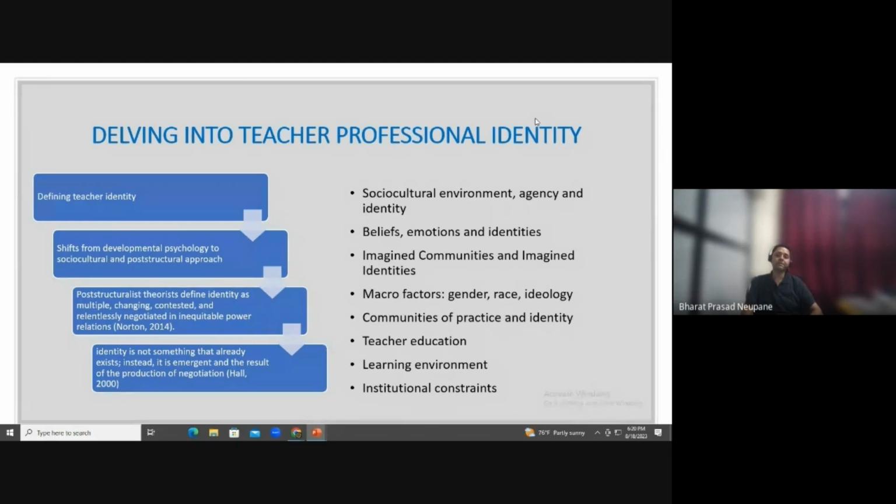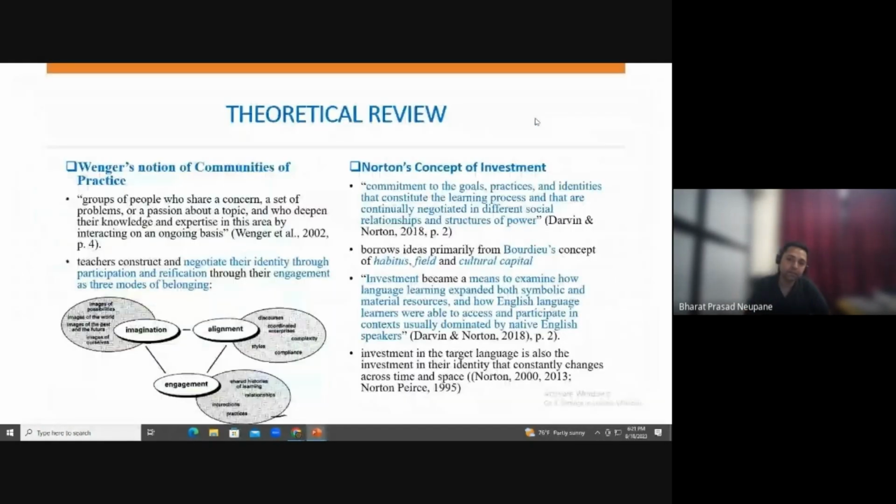Sociocultural environment, agency, and identity. This is one prominent theme, or these are also the factors that influence the identity. Apart from these, there are also other themes like beliefs, emotions, and identities, imagined communities and imagined identities, macro factors like gender, race, and ideology, communities of practice and identity, teacher education, and so on. These are some of the factors that influence identity construction, and these emerged as themes after the analysis of empirical studies on teacher professional identity.